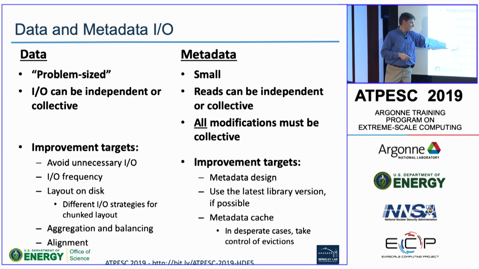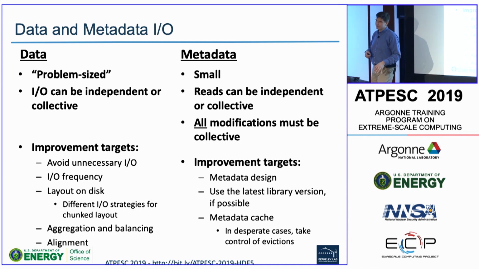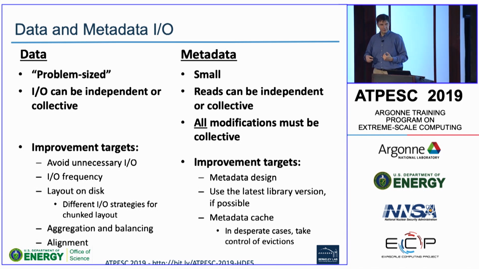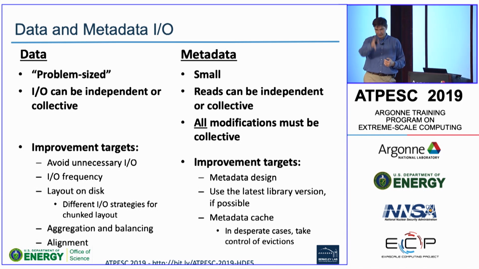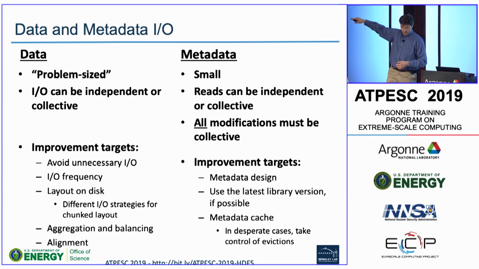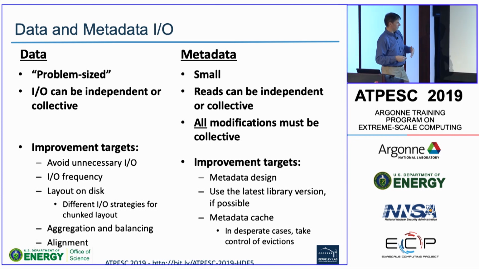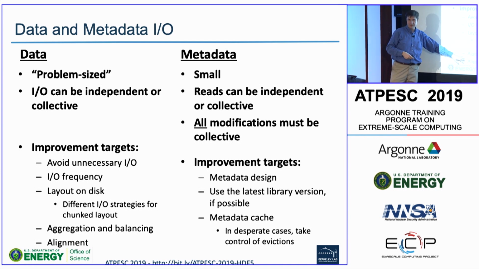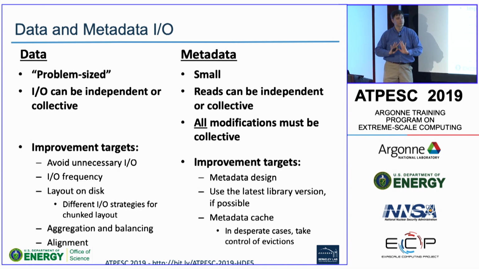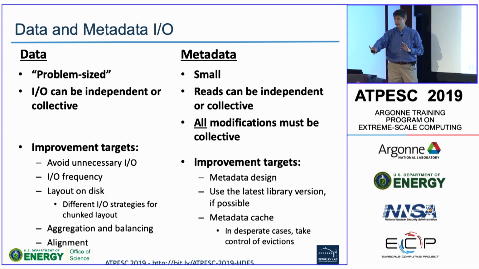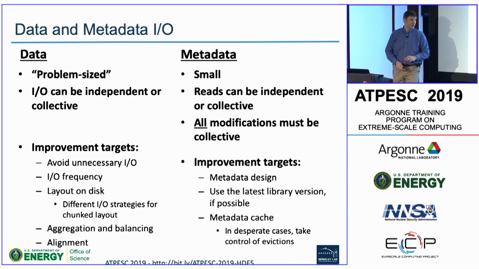You know, maybe chunk layout would work for you. Maybe it would work in a better way, a different kind of chunking layout. If you're writing to columns, don't make your chunks horizontal. You know, things like that. Maybe you need to aggregate or balance your I/O in some way. Maybe there's some alignment going on, although we're hoping we can push that down to MPI and we don't have to deal with it, right?